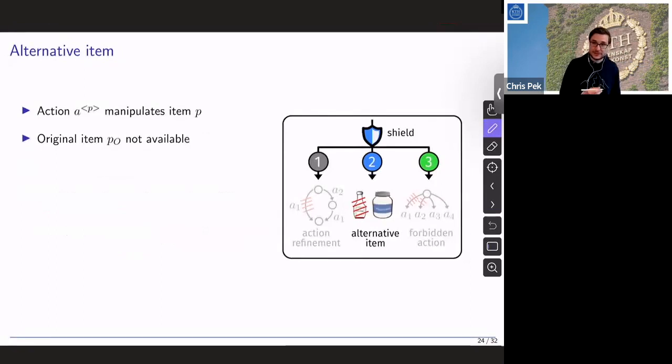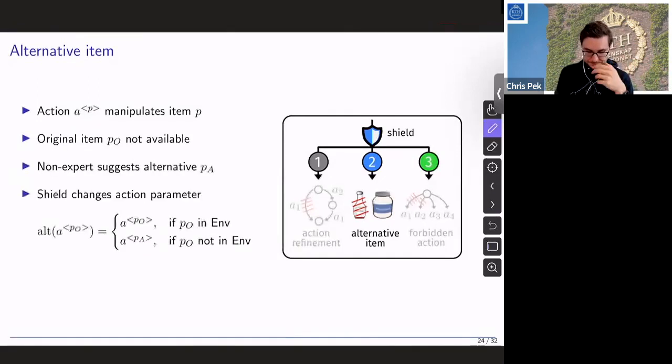The second shield is alternative item. So here we talk about an action A that has some parameter P, an object, for instance, that the action manipulates. It could be open a drawer, and P says which drawer. It could be chop an item, which item. P is the item that you need to chop, and so on. And it could be that the original item, P_original, is not available, but instead we have some alternatives.